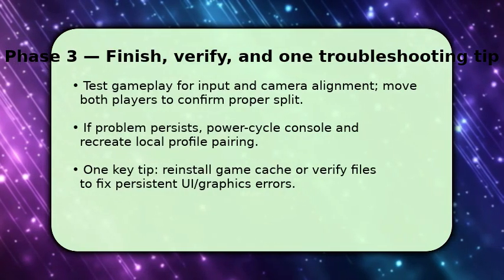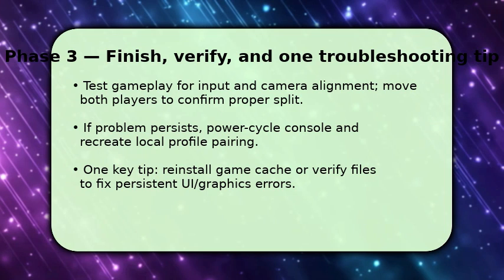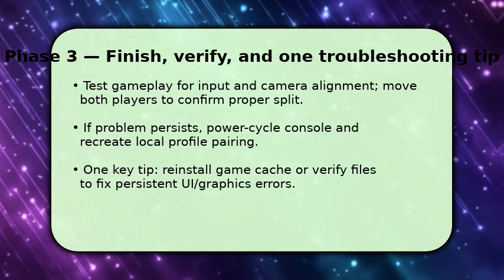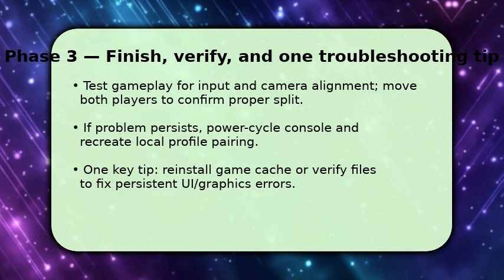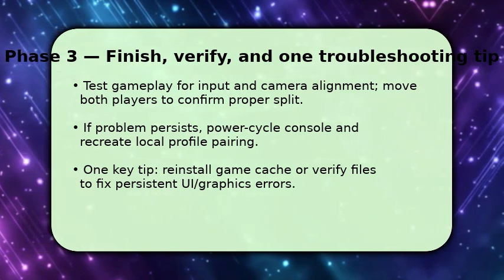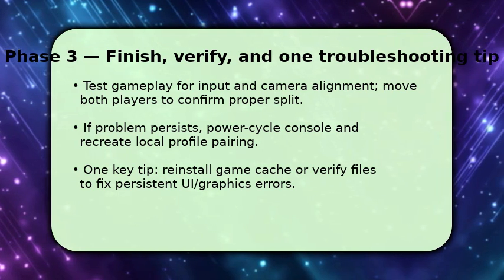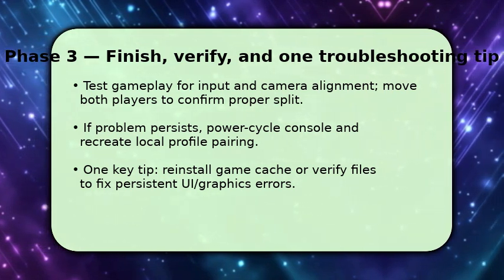Start a local match and check camera alignment by moving both players around the map. If the split still looks off, perform a full power cycle of the console and reconnect controllers. Sometimes the video buffer needs clearing. When issues persist, recreate the local profile pairing or clear the game cache.